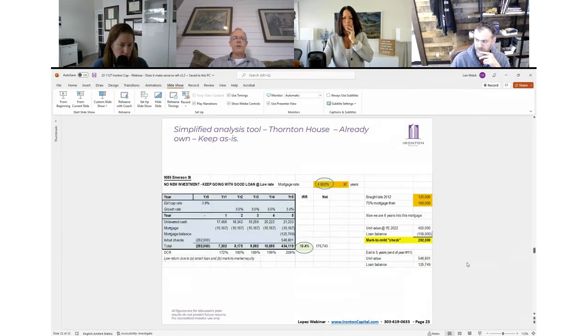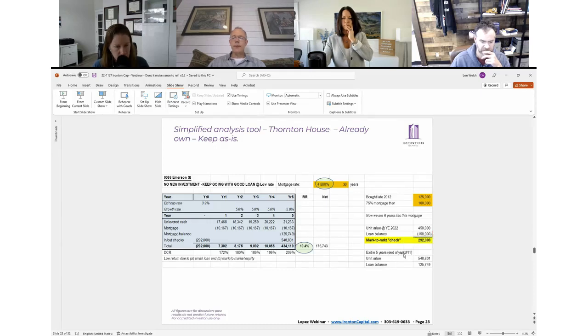Okay. So what if we already own this house? That's the example I want to run now. I'm basing this on a loan at 4.9%. I bought this house for $125,000, so it's appreciated really well. I did a refinance a while back, so my mortgage is now $160,000. So my equity in the property is about $300,000.